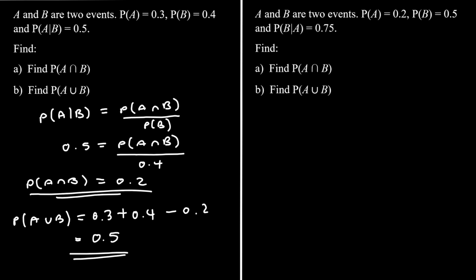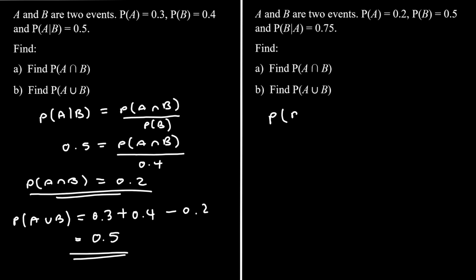Questions for you to try? Give them a go. A and B are two events. The probability of A is 0.2. The probability of B is 0.5. The probability of B given A is 0.75. Find the probability of A and B, the intersection of A and B.